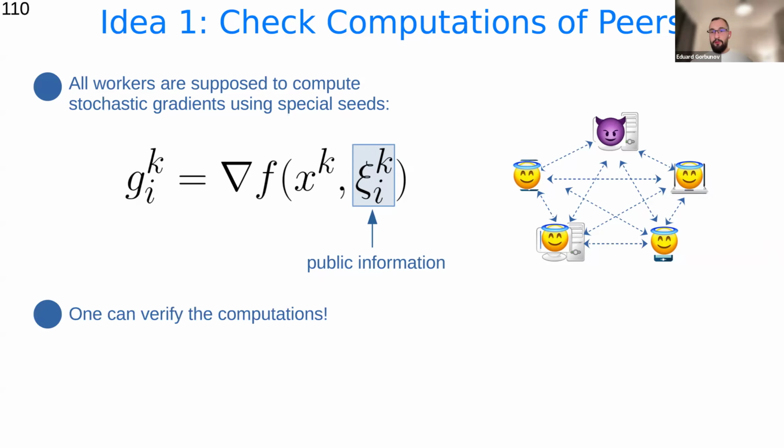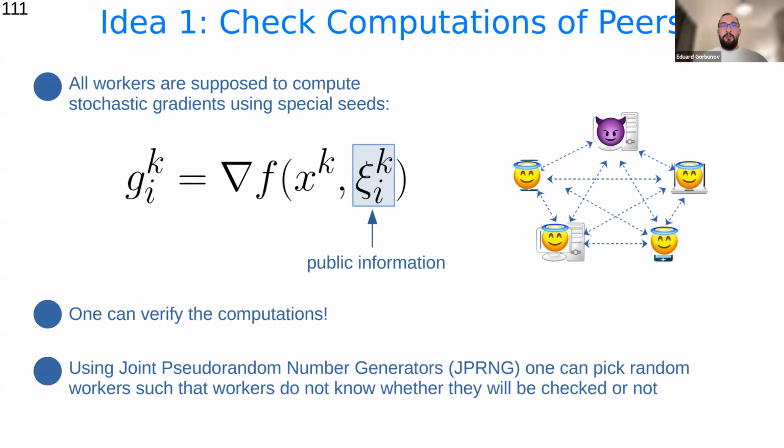And also another idea of how to use this check of computations. At each step, the clients use some joint pseudo-random number generators to pick random workers for checks of their computations, in such a way that they do not know whether they will be checked or not before the communication round. Of course, if Byzantines knew in advance that they would be checked on the next round, they would compute everything ideally, without any deviations from the protocol. So it's important to do that in such a way that they don't know in advance. And this is the main idea.